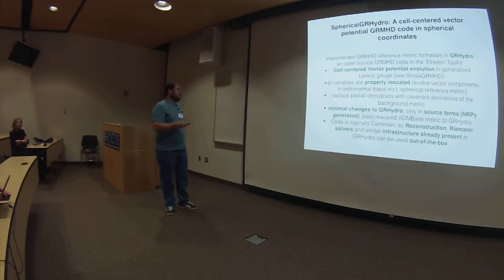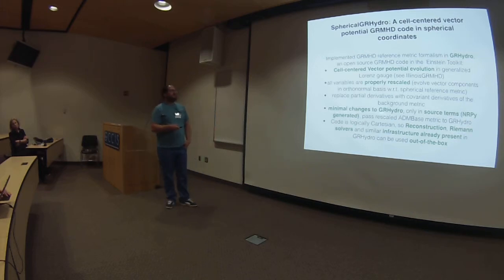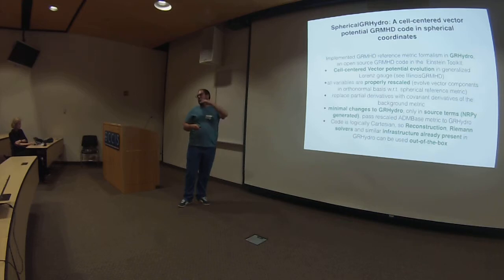And once you do that, you have to replace partial derivatives with covariant derivatives of the background metric. And the way we've written this is that it incurs minimal changes to GRHydro. So only in those geometric source terms, and those are NRPy generated, just as the right-hand sides are NRPy generated as well for the spacetime evolution. And we pass the rescaled ADM-based metric to GRHydro. So because all the components are rescaled, you have to pass the physical metric in the orthonormal basis with respect to the spherical background as well.